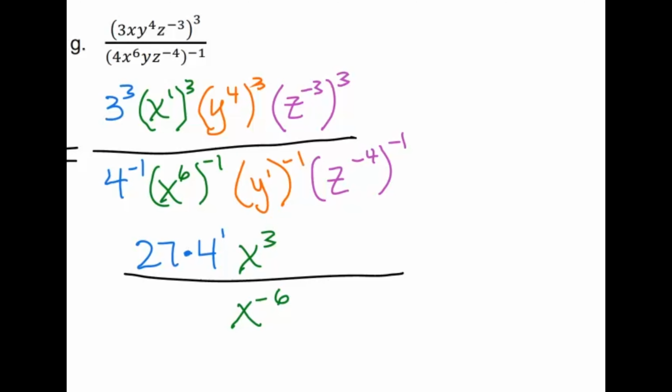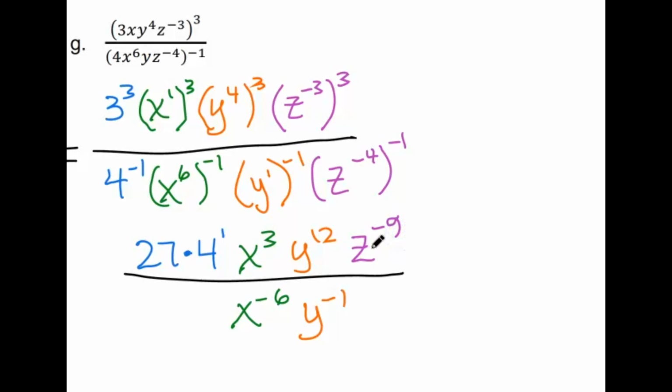Let's look at our y's now. Now this is a power raised to a power, so again multiply. So 4 times 3 is 12, so y to the 12th power. And then on the bottom there, we've got y to the negative 1 power. All right, now let's look at our z's. All right, so here we've got negative 3 times 3. So here we've got z to the negative 9th power.